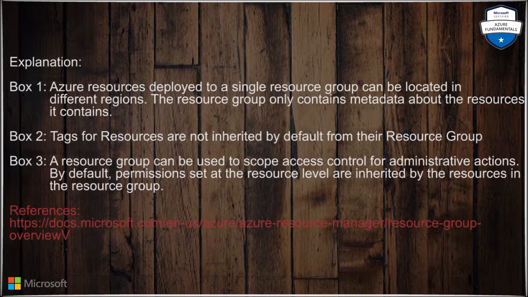Explanation. Box 1. Azure resources deployed to a single resource group can be located in different regions. The resource group only contains metadata about the resources it contains. Box 2. Tags for resources are not inherited by default from their resource group. Box 3. A resource group can be used to scope access control for administrative actions. By default, permissions set at the resource level are inherited by the resources in the resource group.